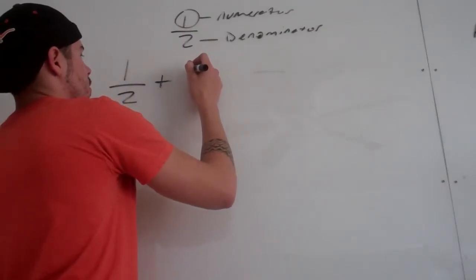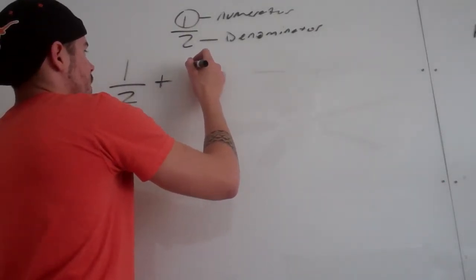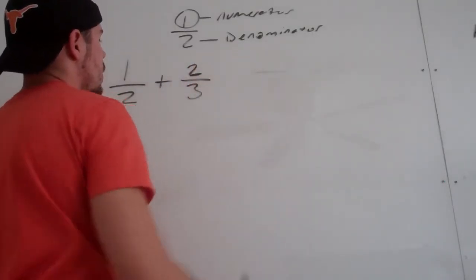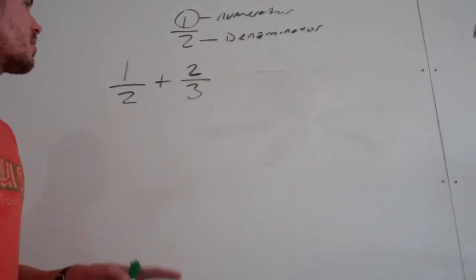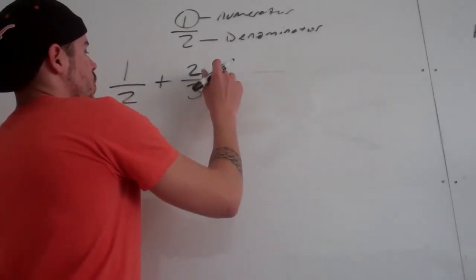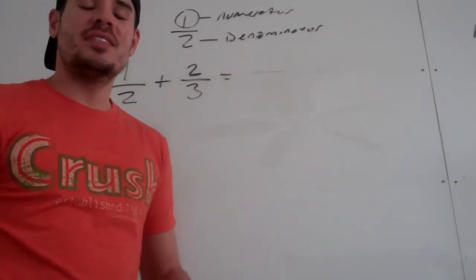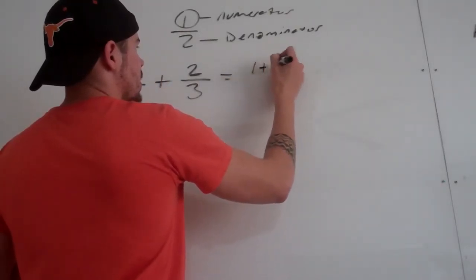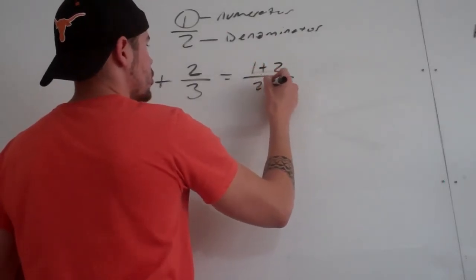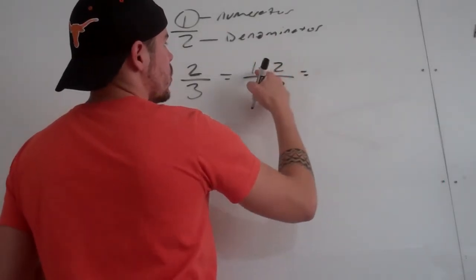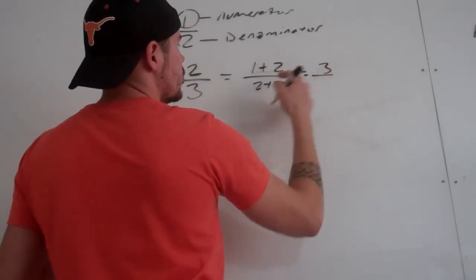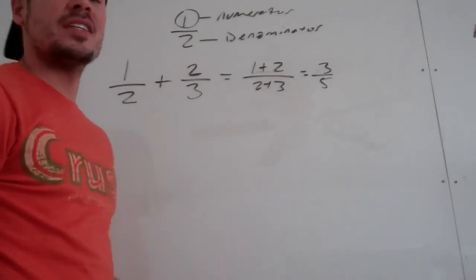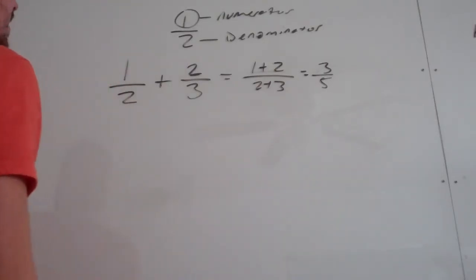We have 1/3 plus 2/3... Okay, now we can't just add straight across, right? You might be tempted to do this, but just don't do it, okay? Here, we can't write 1 plus 2 divided by 2 plus 3 is equal to 1 plus 2 is 3, and 2 plus 3 is 5. That's not how it works, okay? So if you're tempted, just get out of the habit as soon as you possibly can.